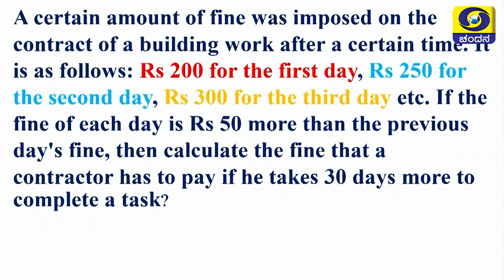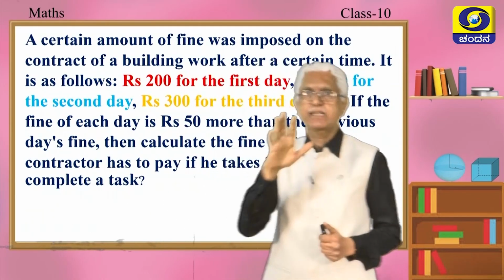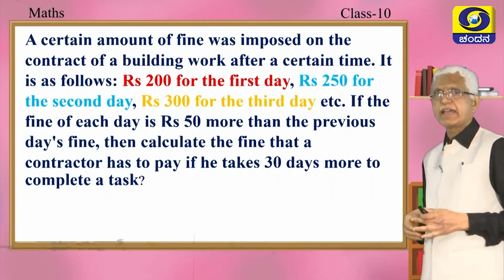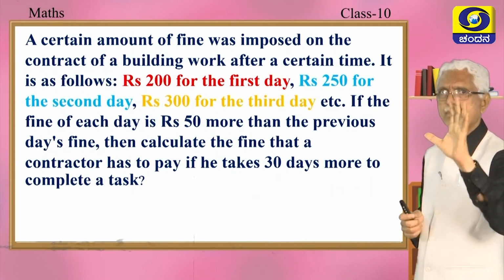okay, after a certain time. See, I have given this work on contract, 1 year, he has to finish. If he delays it by 1 day, he has to pay a fine. Second day delay, he has to pay a fine, okay. How is he paying the fine? He has to finish the work in a certain number of days.